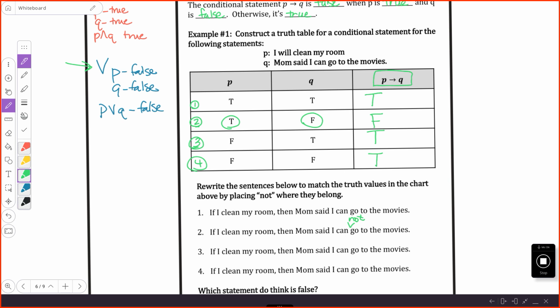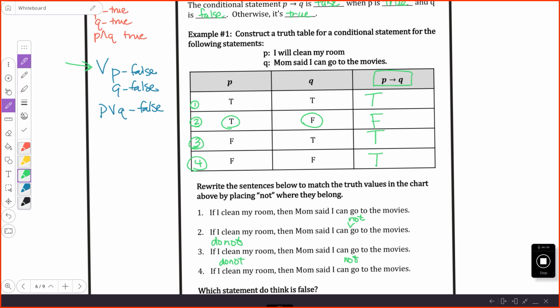The next one, I need to make the P part of my statement false. So if I do not clean my room, then Mom said I can go to the movies. And then number 4, what does it want me to do? Number 4, make them both false. So that would be if I do not clean my room, then Mom said I cannot go to the movies.